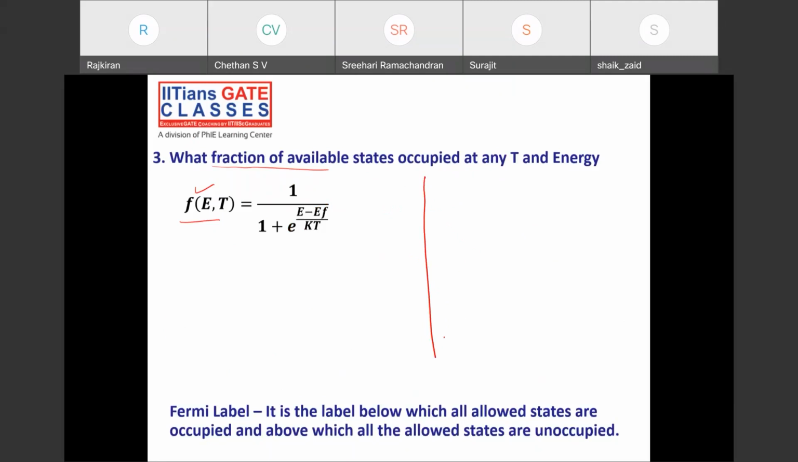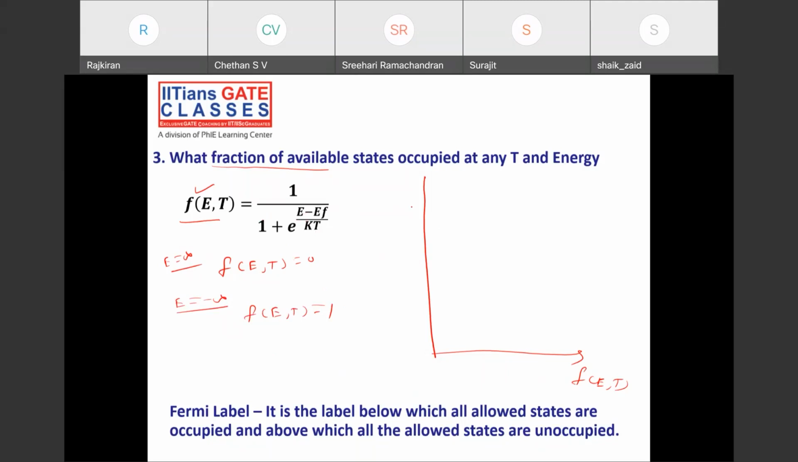Suppose I want to plot this function F(E). Suppose E is very high, if E is equal to infinity, what will the probability be? Zero, sir. Very good. F(E) is equal to 0. Suppose my energy is equal to minus infinity. Then what will be my F(E)? 1. Right? E to the power minus infinity will be 0, so 1 by 1 plus 0 is 1.